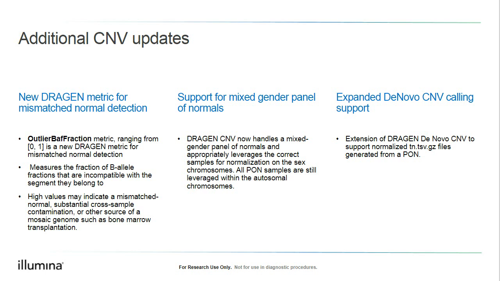Another key update that we have made is the support for mixed gender panel of normals. In the past, if you have used whole exome to do CNV calling with DRAGEN, we had recommended that you have a set of normals for the male samples and a set of normals for the female samples, and you use them separately. But now you can use the mixed gender panel of normals, and DRAGEN will handle this internally so that we don't have to maintain two PONs.